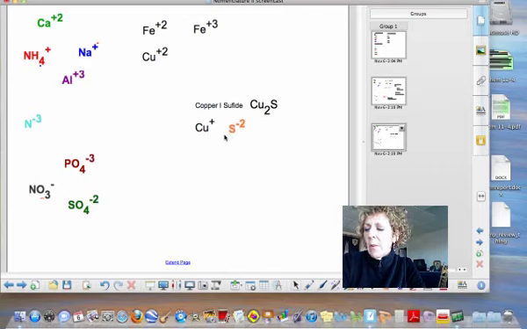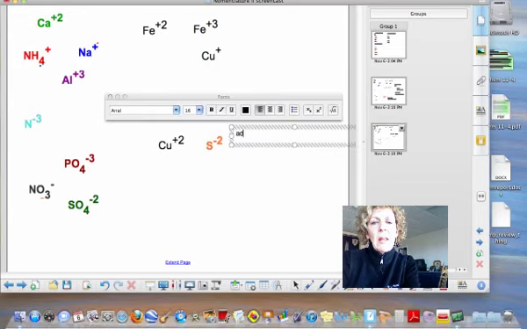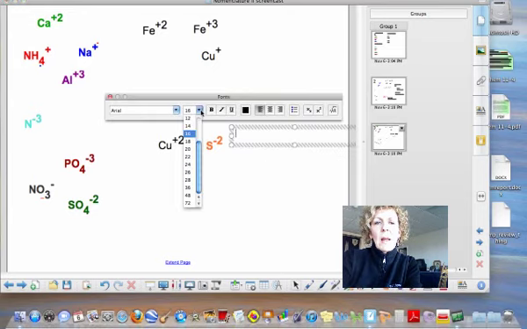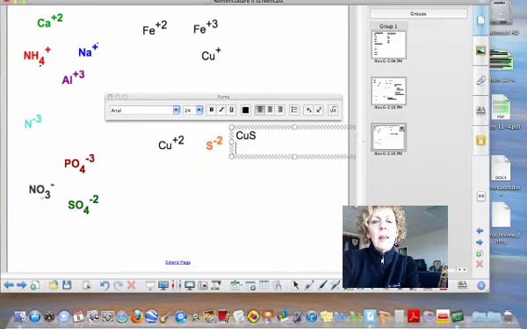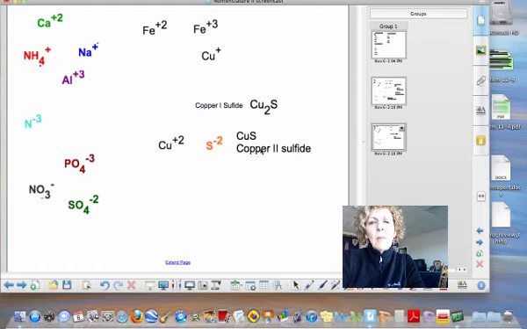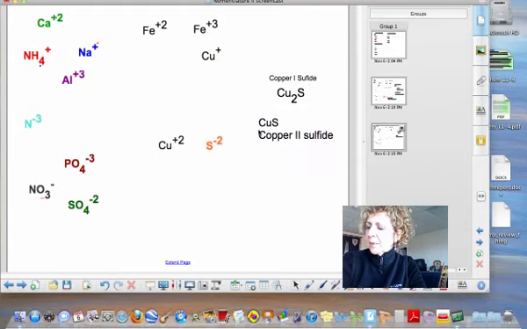All right, well, cool. Suppose I want to make copper 2 sulfide. All right, so I'm going to grab my copper 2, and look, my charges are going to balance out, right? So this is going to be an easier formula to write. I'm not going to need any subscripts. I just have 1 copper and 1 sulfide, and I would call this copper 2 sulfide. Okay, so that's copper 2 sulfide. Here's my copper 1 sulfide and my copper 2 sulfide.